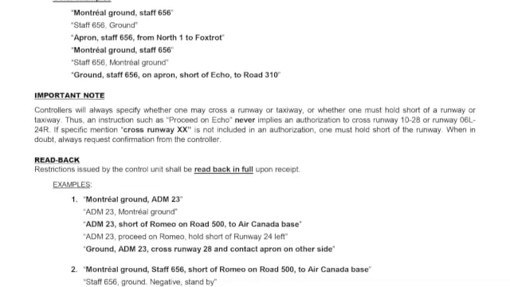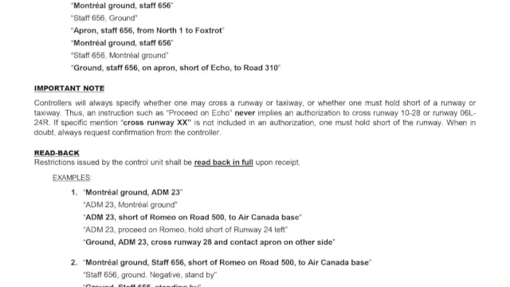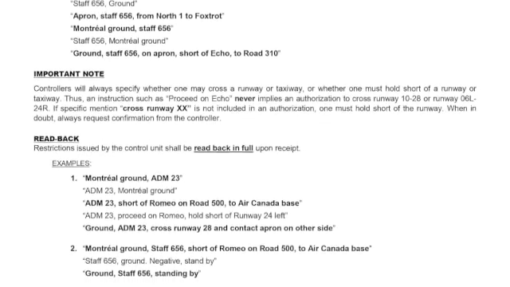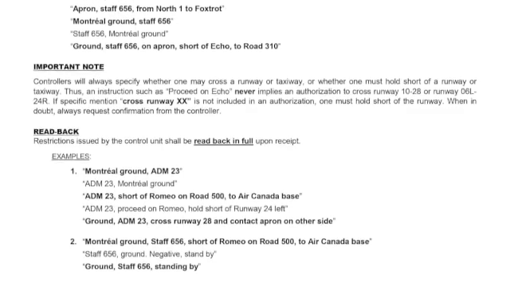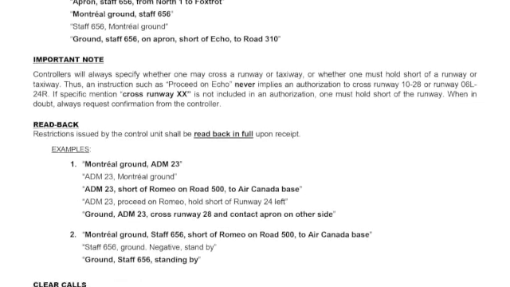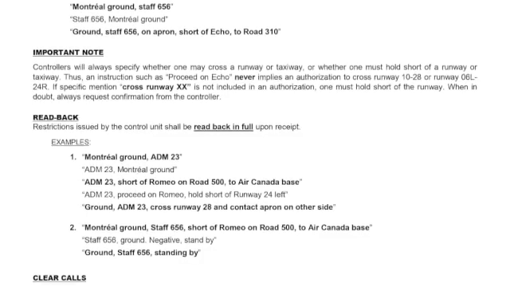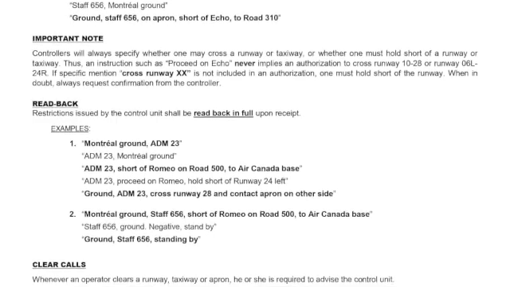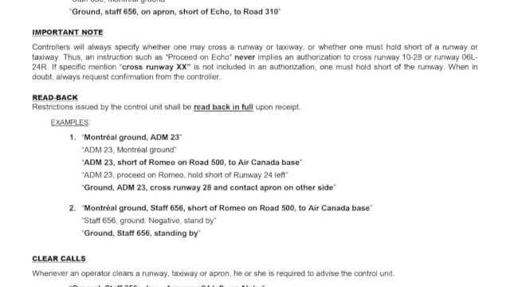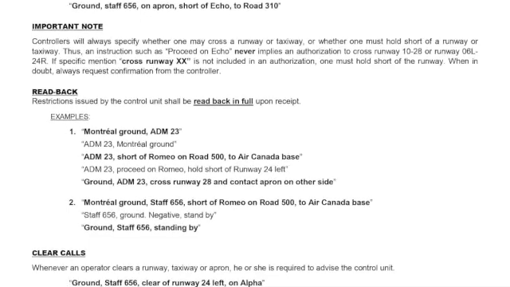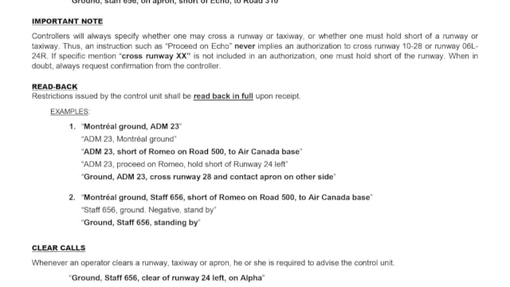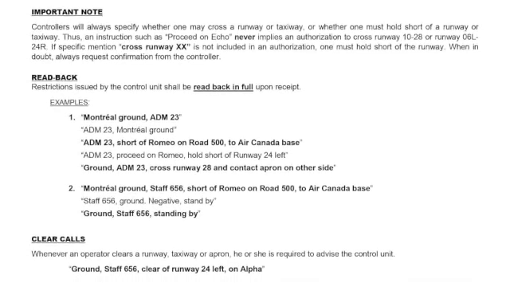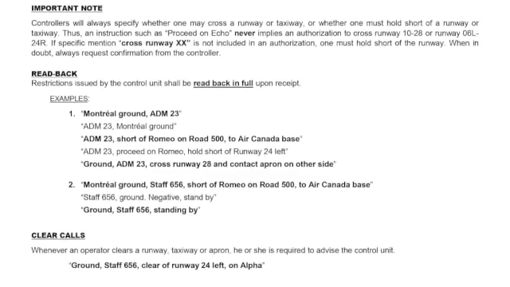Readback: restrictions issued by the control unit shall be read back in full upon receipt. Examples: 1. Montreal Ground, ADM 23. ADM 23, Montreal Ground. ADM 23, short of Romeo on Road 500, to Air Canada Base. ADM 23, proceed on Romeo, hold short of runway 24 left. Ground, ADM 23, cross runway 28 and contact apron on other side. 2. Montreal Ground, Staff 656, short of Romeo on Road 500, to Air Canada Base.